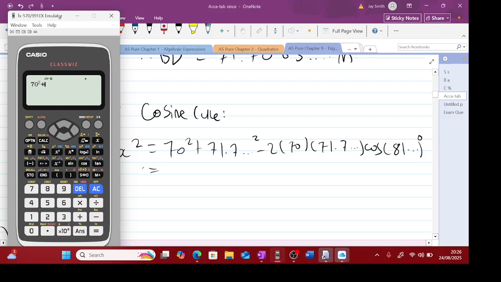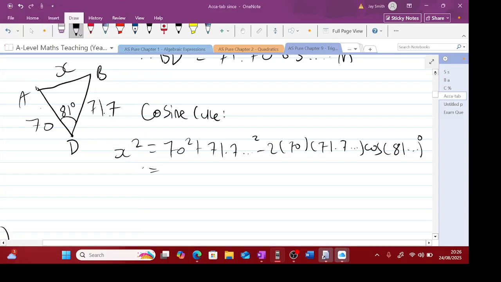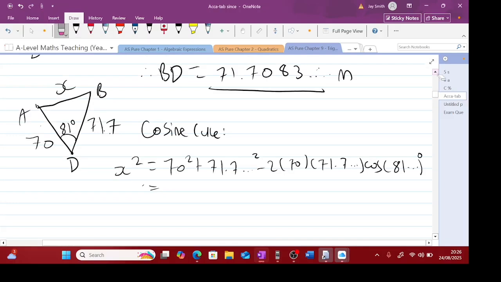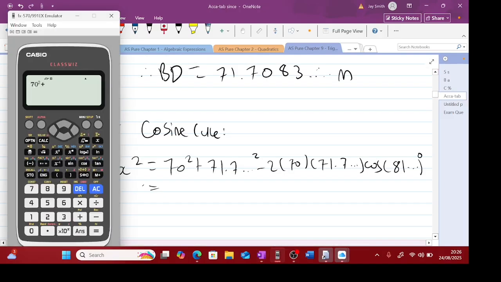Now the 71.7 again is that large decimal here, which I actually stored as A, if I remember. So to access the letter A, I'll go to the red mode, alpha, and then click A, and then that'll be squared. And then minus 2 lots of 70. Then again, 71.7 is that A again, that large decimal is stored.